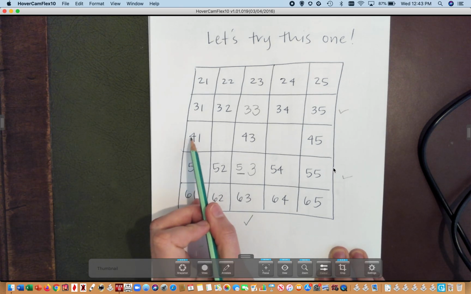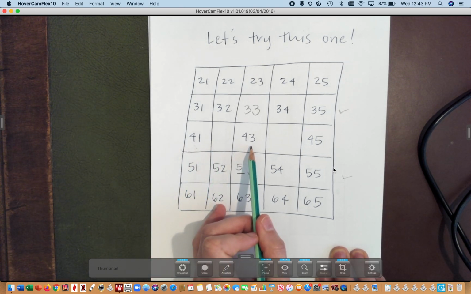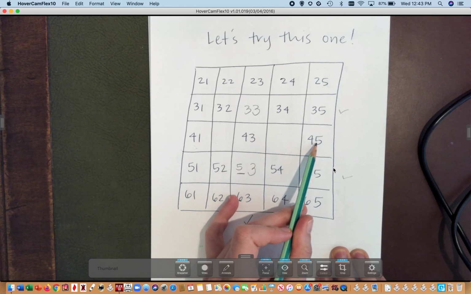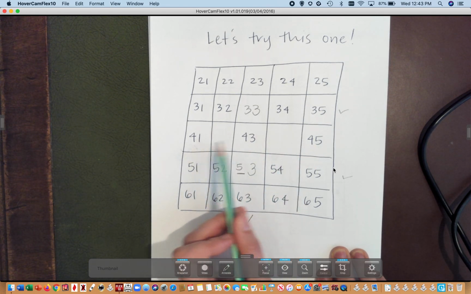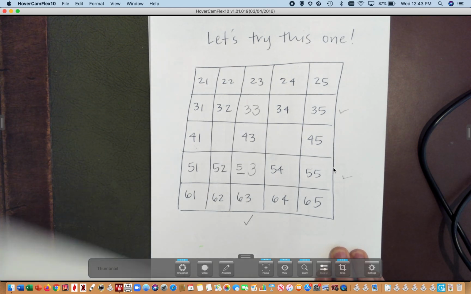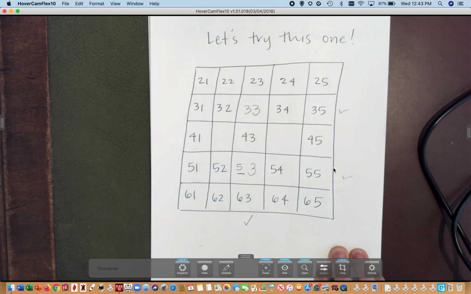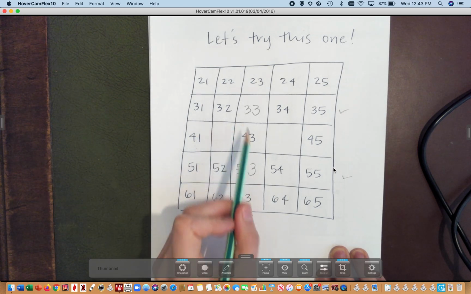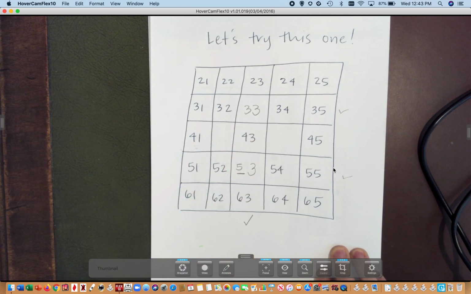Okay, 41, 43, 45. I'm noticing that every other number is missing. So again, I could look at my hundreds chart to help me, or I can try to use the different patterns around it with tens and ones to help.